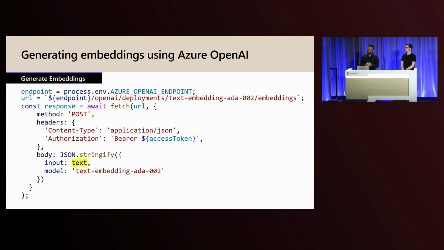And then that is stored in a database somewhere for comparison. So this is the method, or the function, that actually generates this embedding by calling the Azure OpenAI embeddings endpoint and providing the input text and passing in the access token in the authorization header.